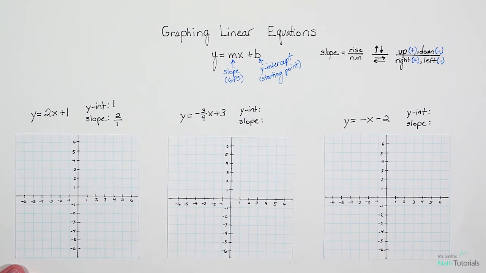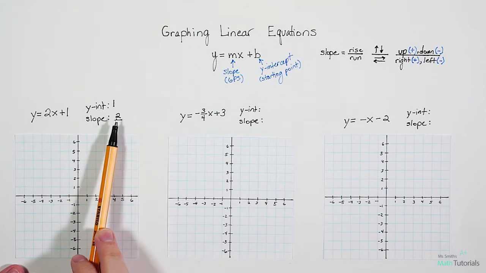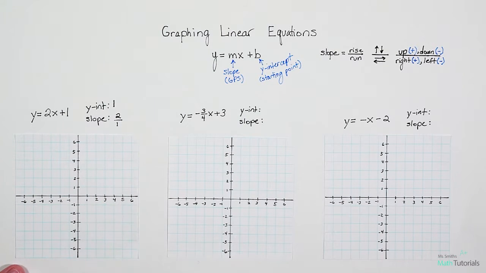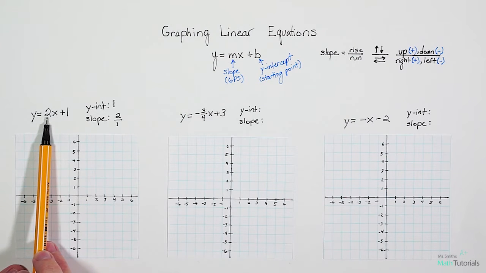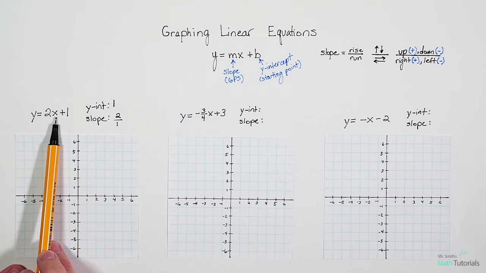One other quick thing I want to point out, notice I did not say that the slope was 2x, right? That's a very common mistake. It is tied to the slope through multiplication, but it is not part of the slope.